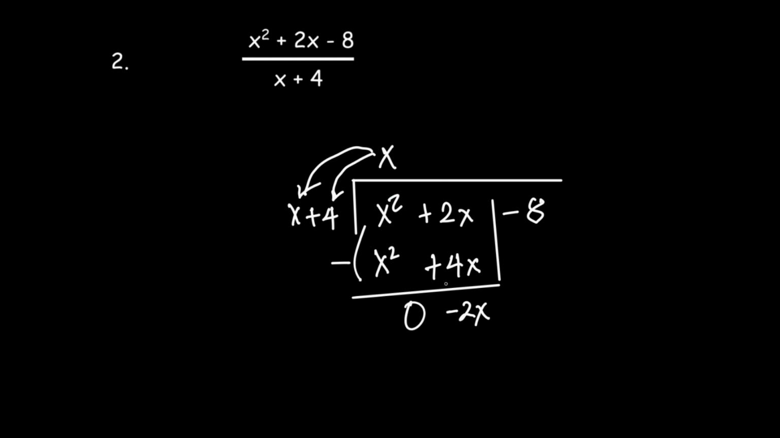And there's no need to put a 0 right here, right? So let's keep going. This is what we have. And at this point, we have to go ahead and then drop this term right down here, which is negative 8. Then we go ahead and then divide again.